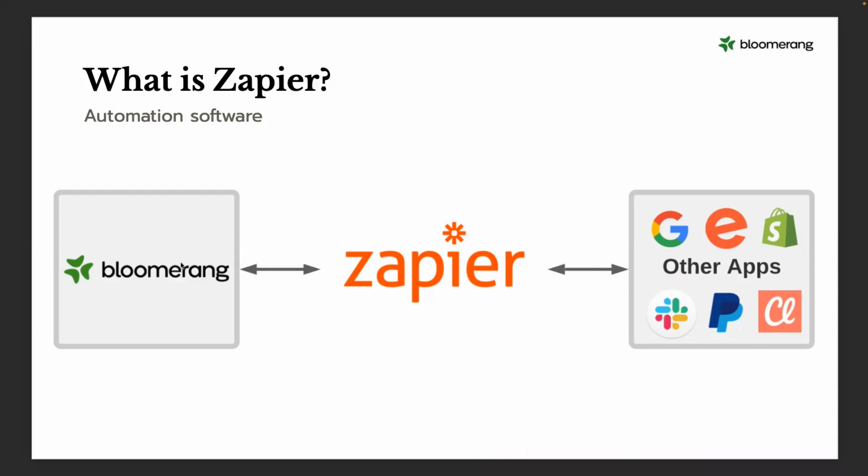The Bloomerang Zapier app really extends the power and scope of your database by enabling integrations with over 5,000 other applications in Zapier's directory. The beauty of Zapier is that it really was designed for anyone to build an integration, and you don't need to be a developer or know code to build an automation. So it's a very accessible tool to set up automations for your organization.